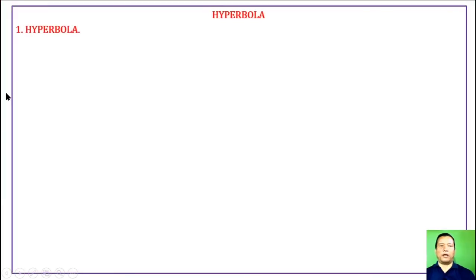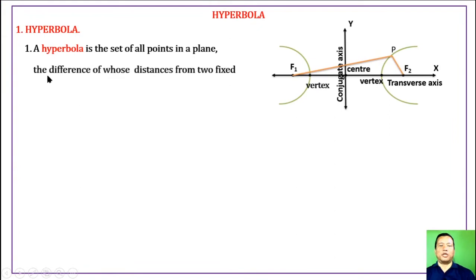What is a hyperbola? A hyperbola is the set of all points in a plane, the difference of whose distances from two fixed points in the plane is a constant.